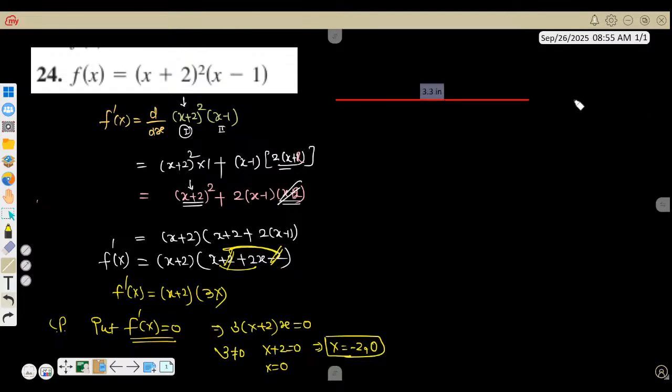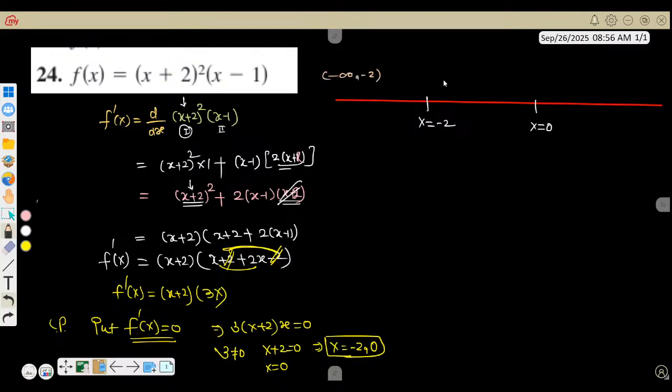It means these two critical points split my number line into some intervals. So this is x equals minus 2 and this is x equals 0. These critical points split the number line into three intervals. One is minus infinity to minus 2, another is minus 2 to 0, and 0 to infinity. Now what is my derivative? My derivative is, this time I will write carefully, 3x times (x plus 2). Okay, this is my derivative.